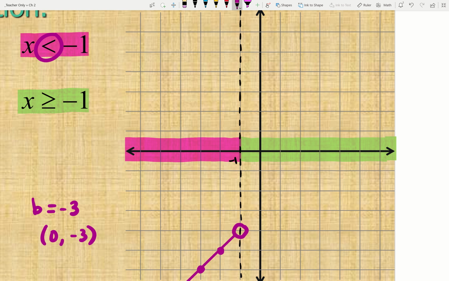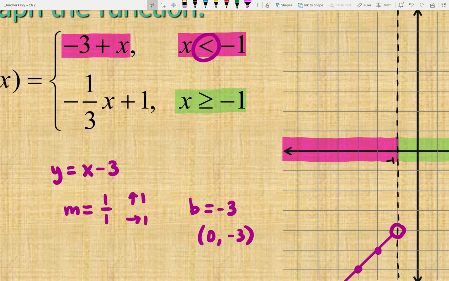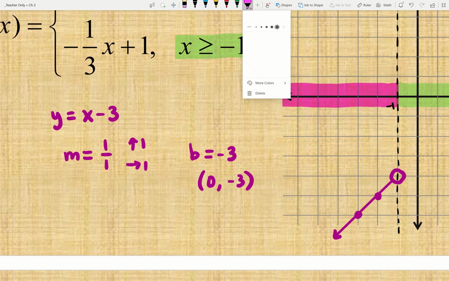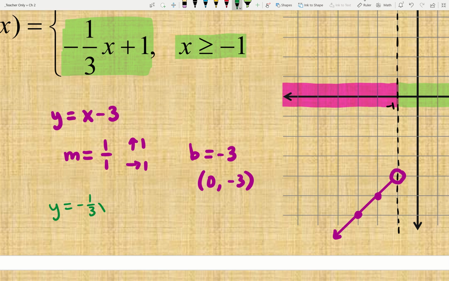Now let's move on to the green part here where we are going to be having x values that are greater than or equal to -1. And so for that process, we're going to be taking a look at this second function formula right here. So this is going to be -1/3 x plus 1. Okay, so if we interpret that, that would, of course, be y is equal to -1/3 x plus 1. Playing the role of m is, of course, -1 over 3. That would mean for every 1 that I fall, I run 3 to the right. And then playing the role of b, it would simply be +1, and that would correspond to a point with coordinates 0, 1.